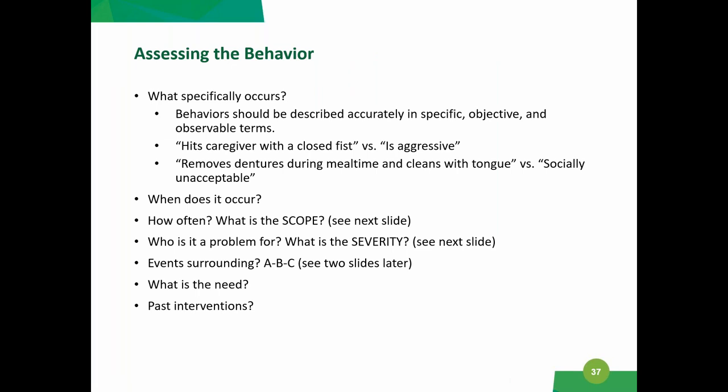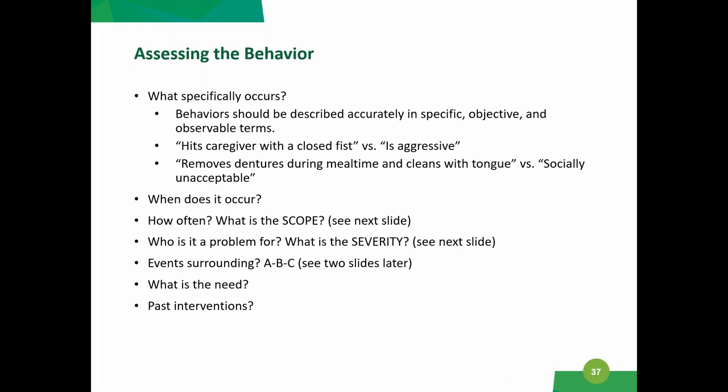So what specifically occurs? The behavior should be described accurately in specific, objective, and observable terms. Hits caregiver with a closed fist versus is aggressive, right? Describe what occurs. Removes dentures during mealtime and cleans them with his tongue versus socially unacceptable behaviors. Clearly, socially unacceptable does give you something in your mind, but we need to know what it is, what's occurring, so we can attempt to resolve it.